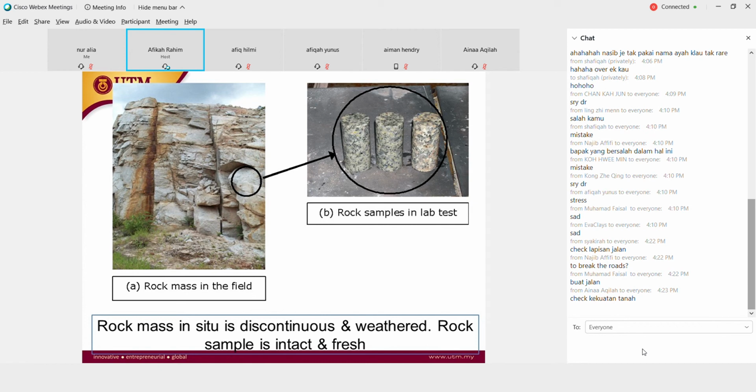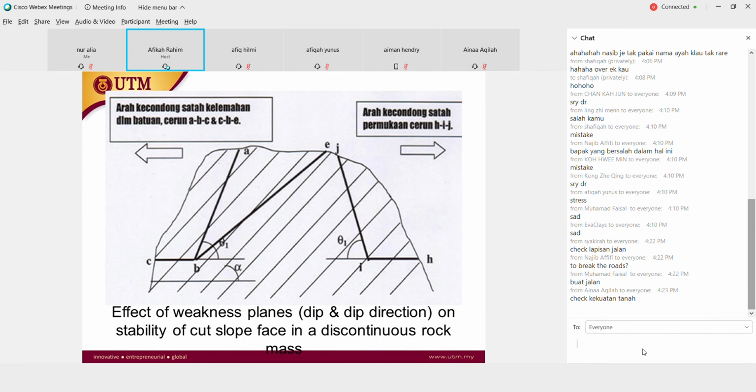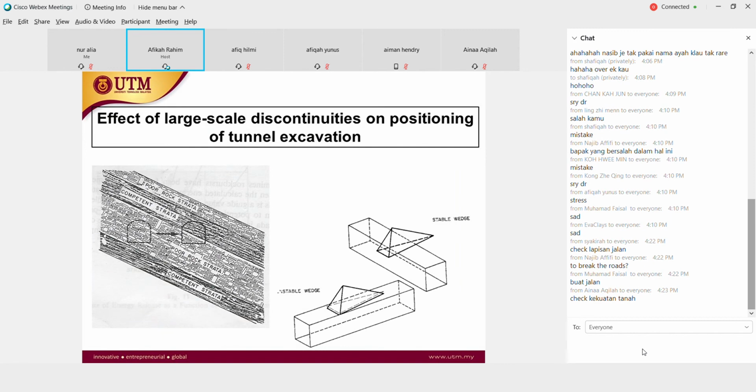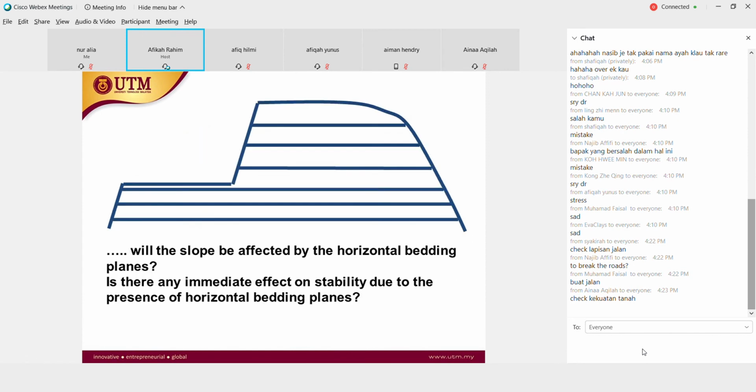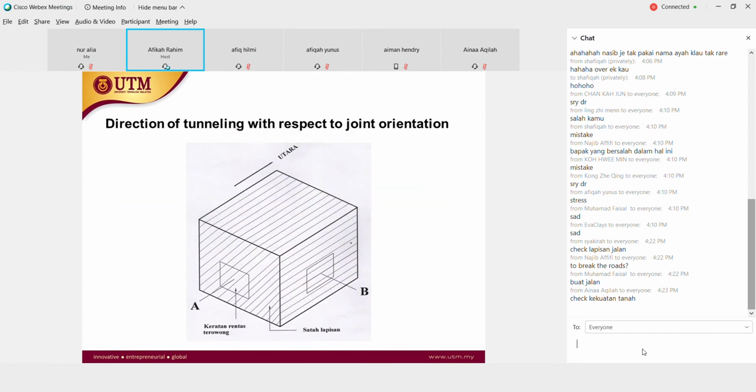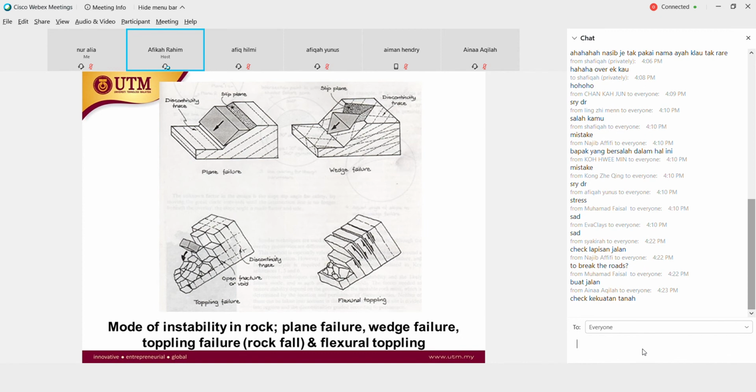Okay, so this is what we have shown earlier in the RQD, and this is some example of the dip direction of the weakness plane, the effect of the weakness plane. So this one looks very complex, but this is how it influences the dip and dip direction. And the way to take the dip and dip direction angle is like this. I will show you guys later.